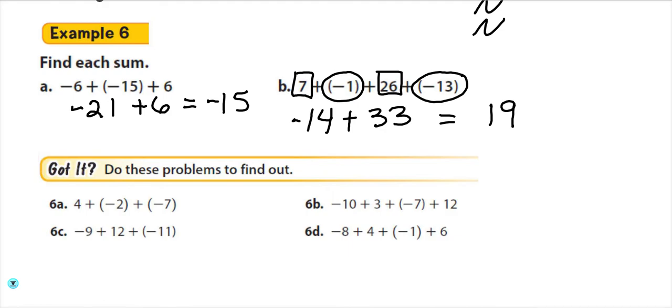Okay? All right, if you think you've got it, go ahead and try 6A through 6D. If not, stay with me for 6A and B, and then try C and D on your own.